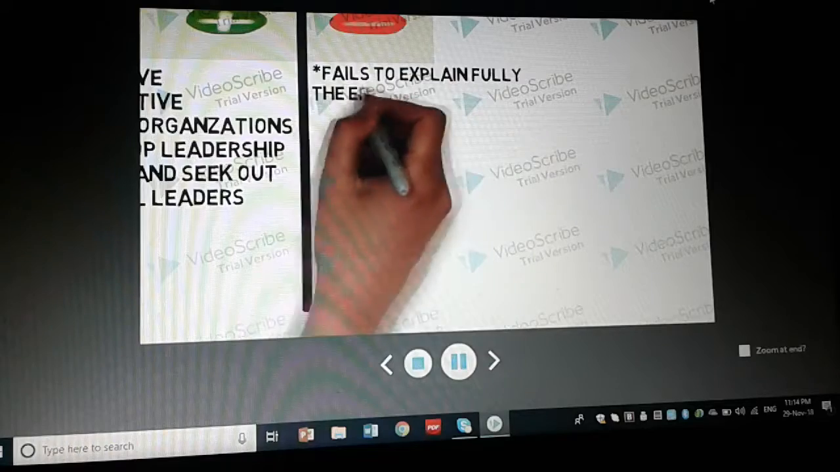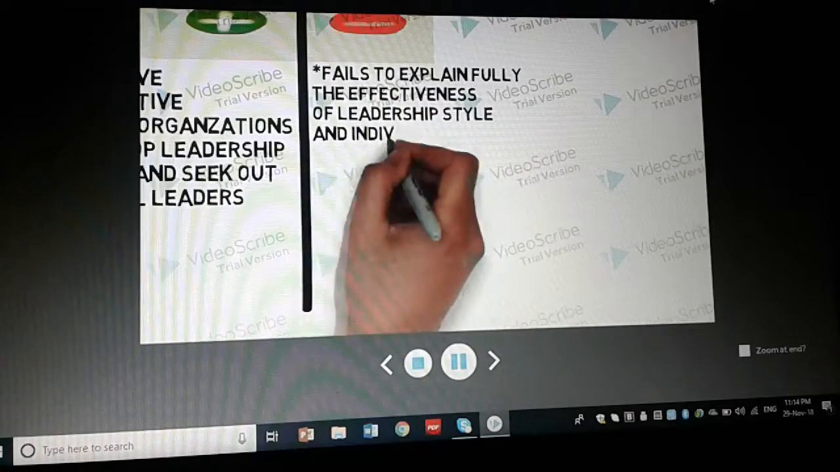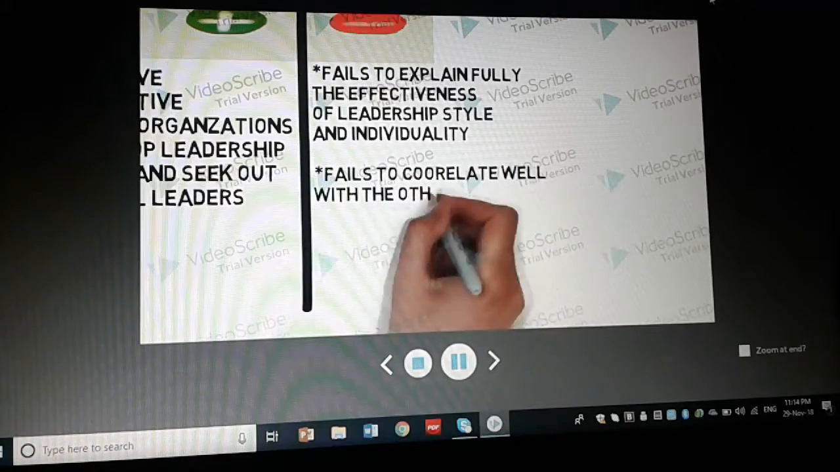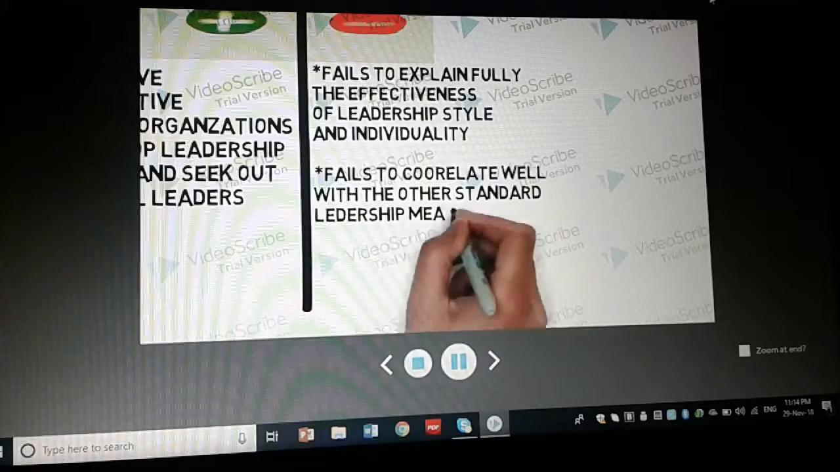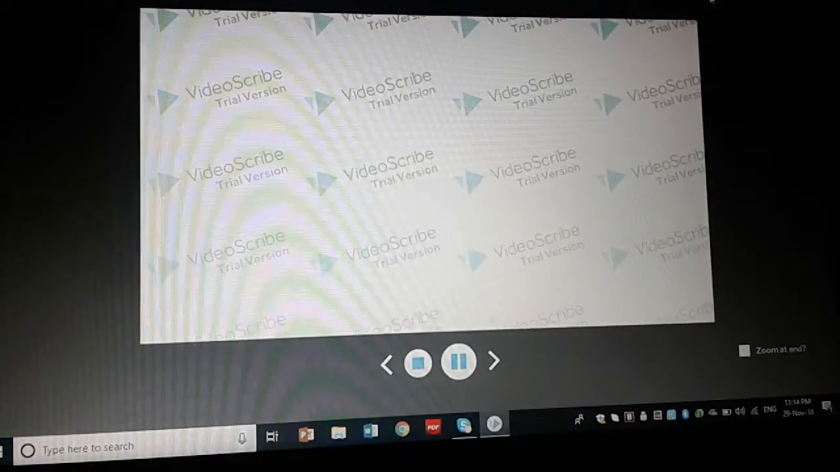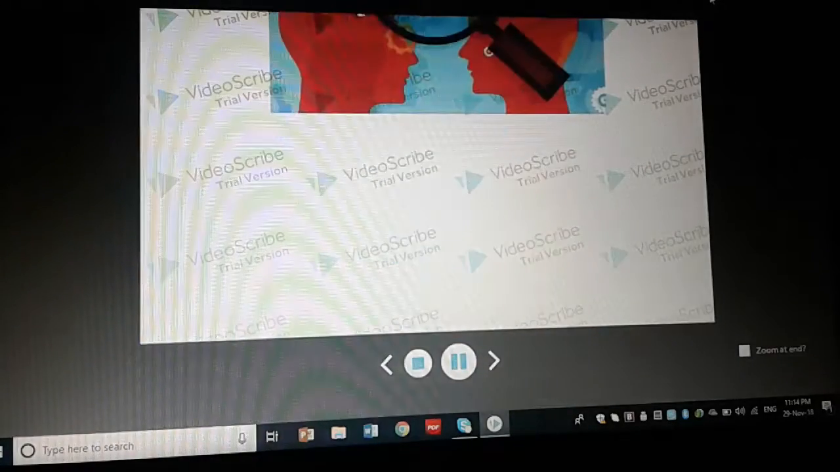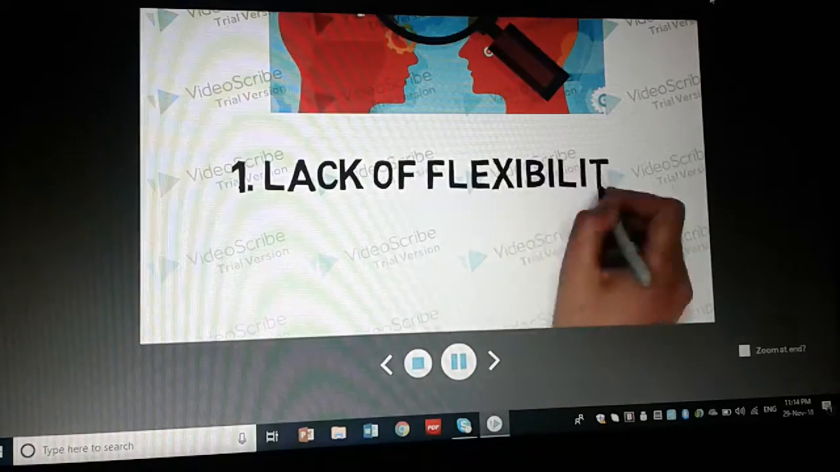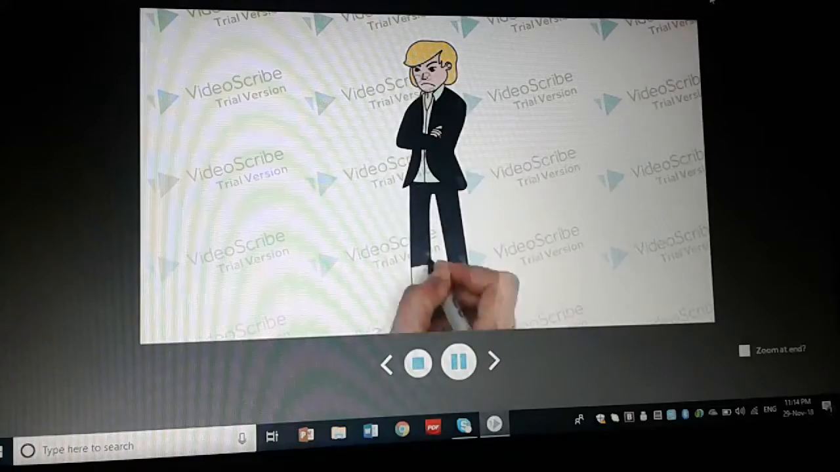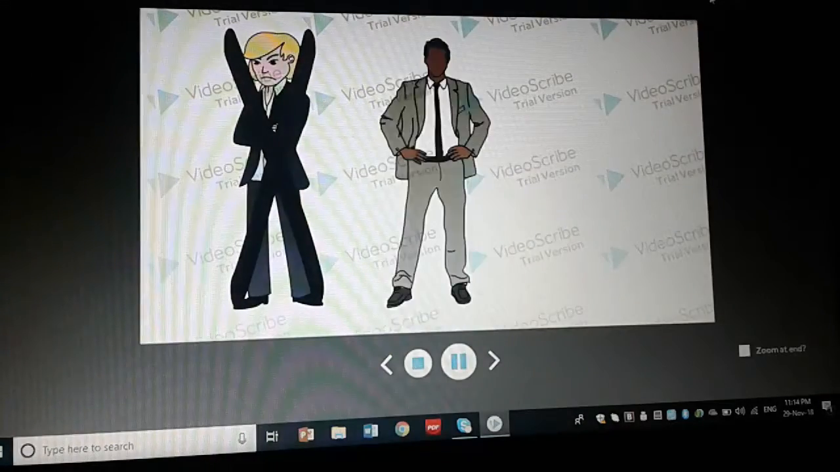However, this theory fails to fully explain why people with certain leadership styles are more effective in certain situations than others. The LPC scale also fails to correlate well with other standard leadership measures, and the instructions of said scale are unclear. As it is known, each and every theory or model has criticisms. The main criticism of the model is its lack of flexibility. Fiedler believed that our natural leadership style is fixed, and that in order to handle different situations that require a different style of leadership, you must change the leader themselves, which allows for no flexibility.